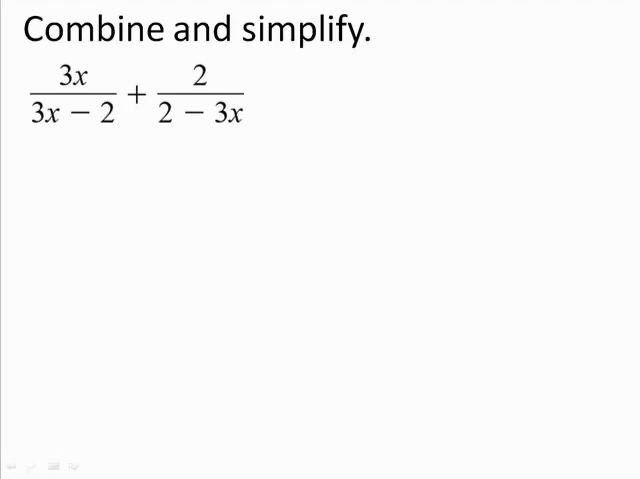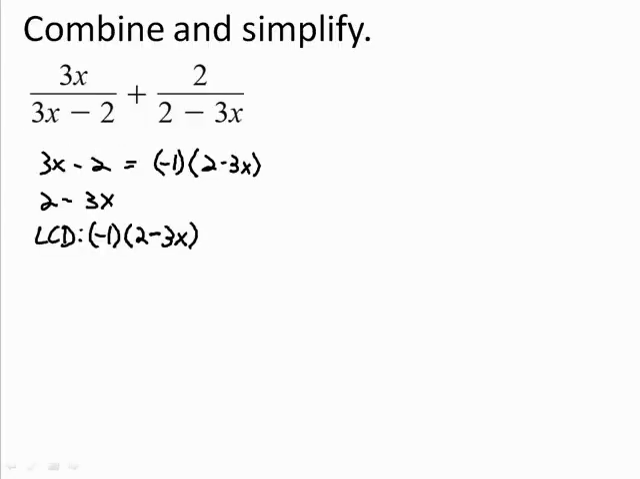Combine and simplify. 3x divided by the quantity 3x minus 2 plus 2 divided by the quantity 2 minus 3x. Find the least common denominator. The least common denominator is the least common multiple of the two denominators. The two denominators are 3x minus 2 and 2 minus 3x. You can factor a negative 1 out of 3x minus 2. You are left with negative 1 times the quantity 2 minus 3x. The least common denominator has to contain each factor. The least common denominator is negative 1 times the quantity 2 minus 3x, which equals 3x minus 2.